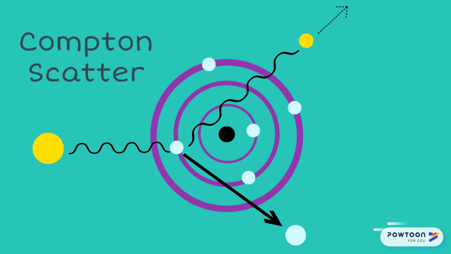In this interaction, the energy of the incident photon is much larger than the binding energy of the electron. That's why Compton scatter looks like a collision between the two particles.